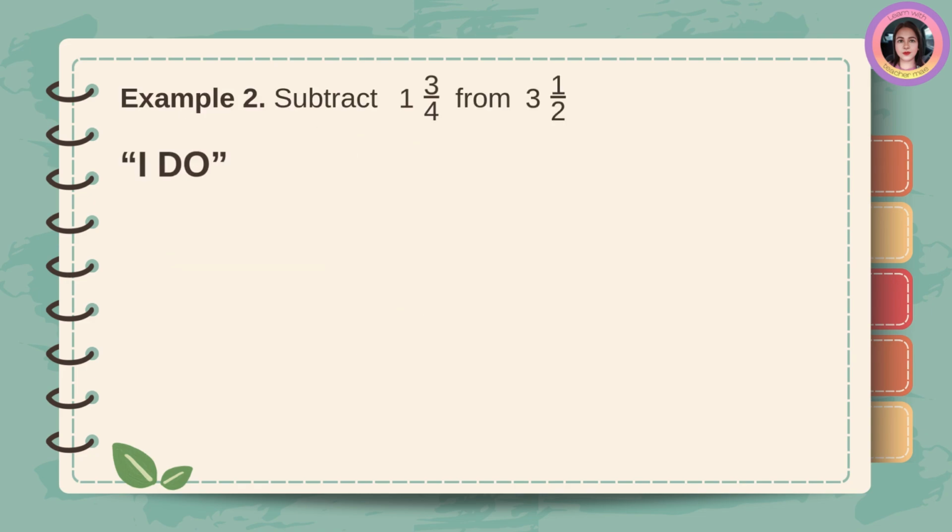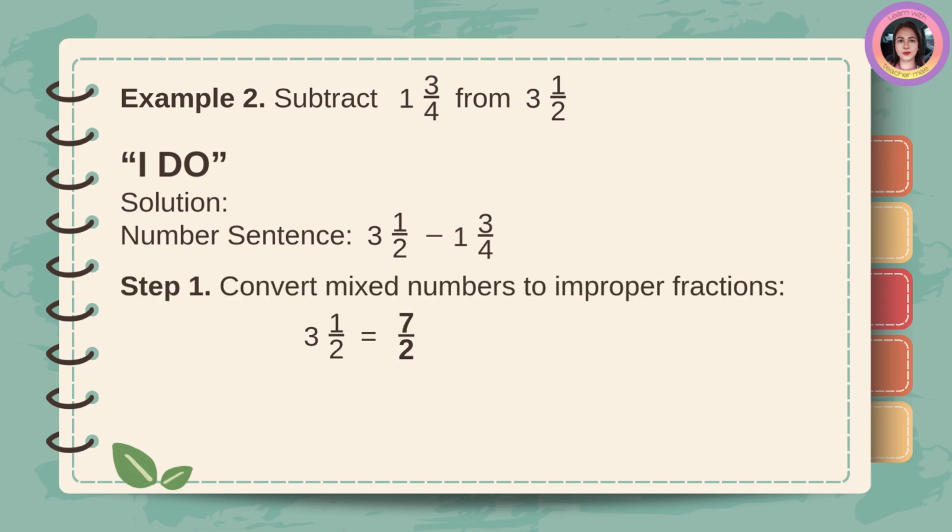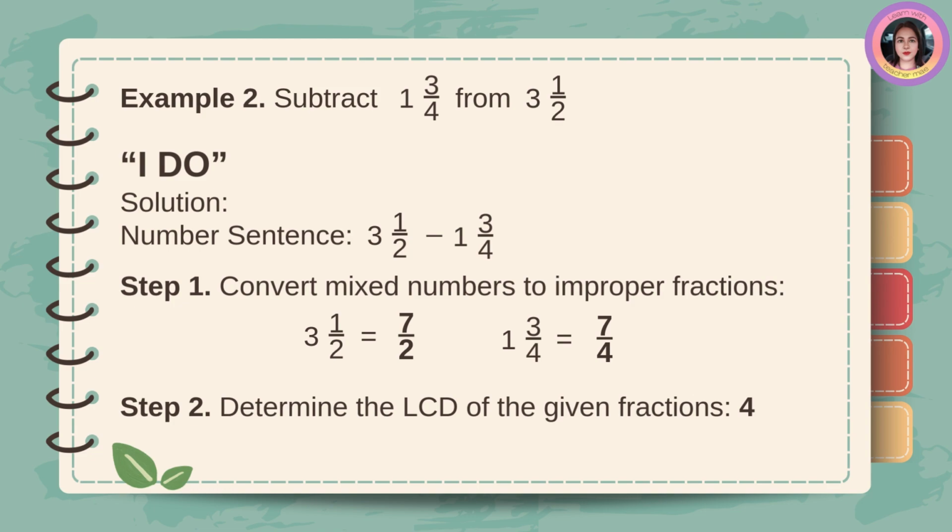Example number 2, subtract 1 and 3/4 from 3 and 1/2. Solution, number sentence, 3 and 1/2 minus 1 and 3/4. Step 1. Convert mixed numbers to improper fractions. 3 and 1/2 is equal to 7/2. 1 and 3/4 is equal to 7/4. Step 2. Determine the LCD of the given fraction. The LCD is 4.